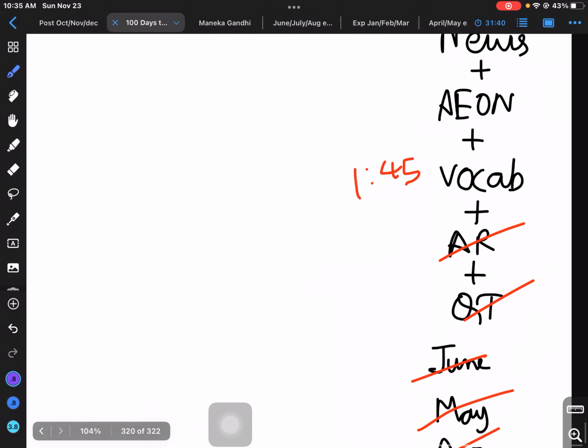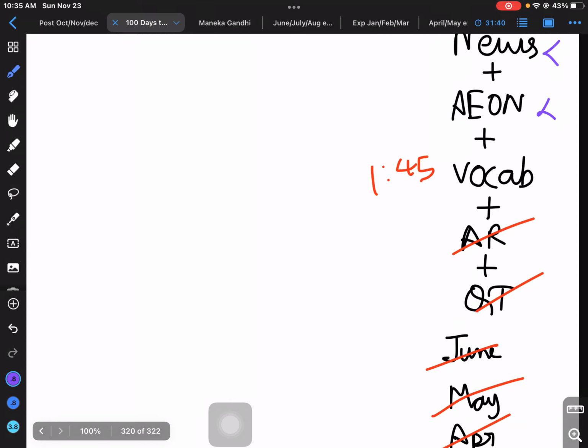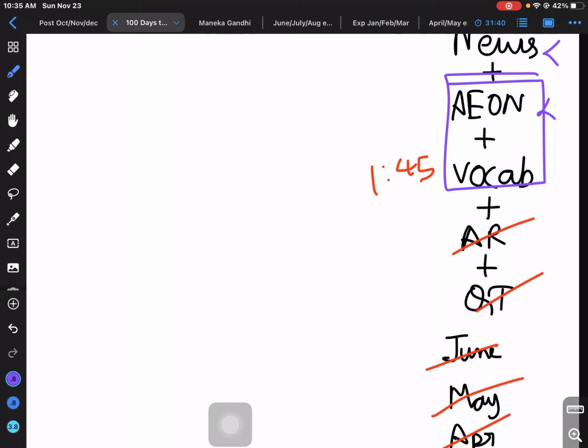Whatever task I have done, I didn't do the news nor the Aeon, even though I said I would do it compulsorily, but I backlogged on it. But today I would try to do two of these things compulsorily.